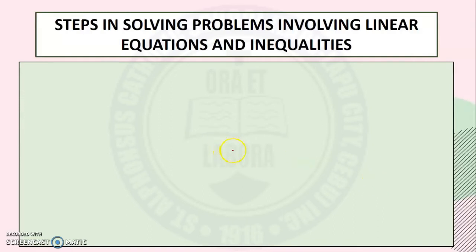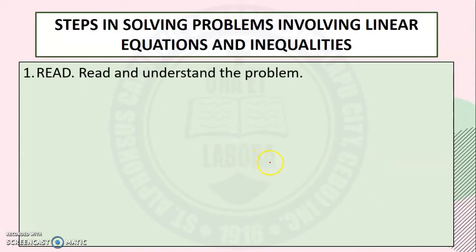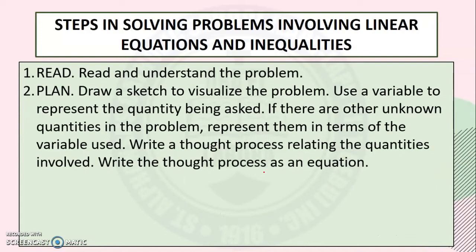These are the steps in solving problems involving linear equations and inequalities. Step 1 is to read and understand the problem. Step 2, plan. Draw a sketch to visualize the problem. Use a variable to represent the quantity being asked. If there are other unknown quantities in the problem, represent them in terms of the variable used. Write a thought process relating the quantities involved. Write the thought process as an equation.